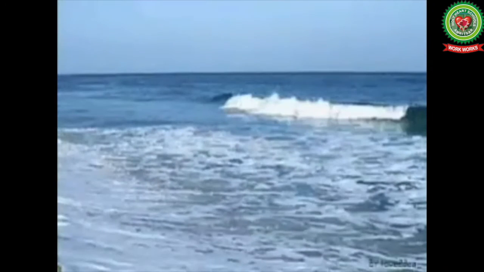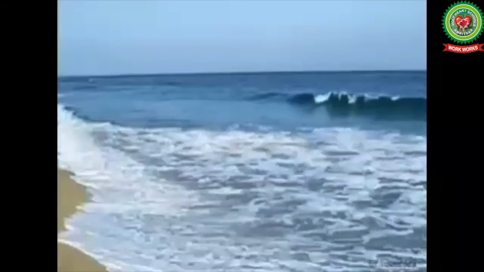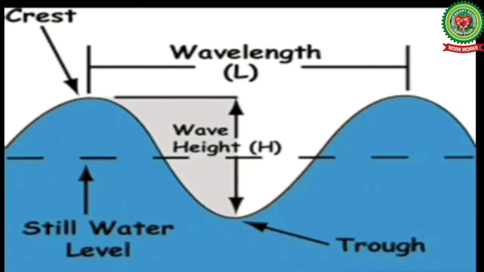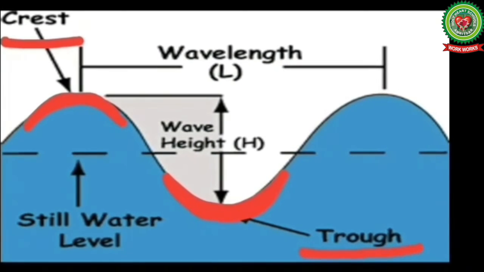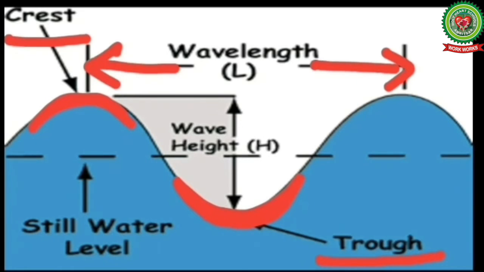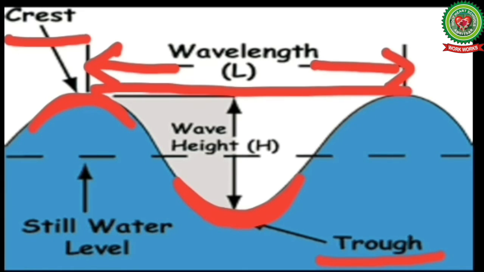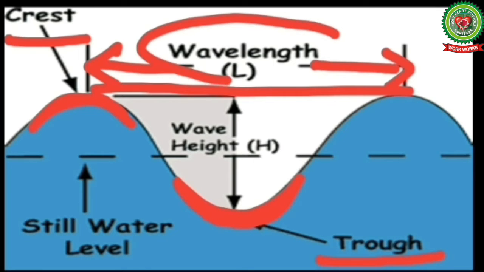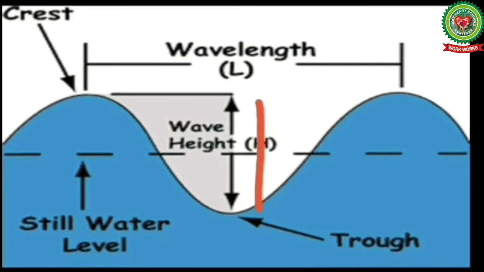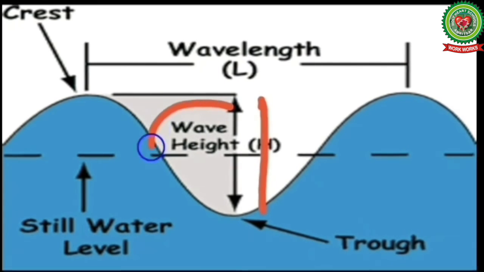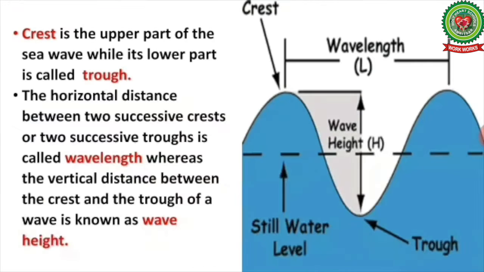Crest: the upper part of the wave is called the crest. Trough: the lower part of the wave is called the trough. The distance between two adjacent crests is known as wavelength. Wave height: the vertical distance between the crest and the trough is called the wave height.